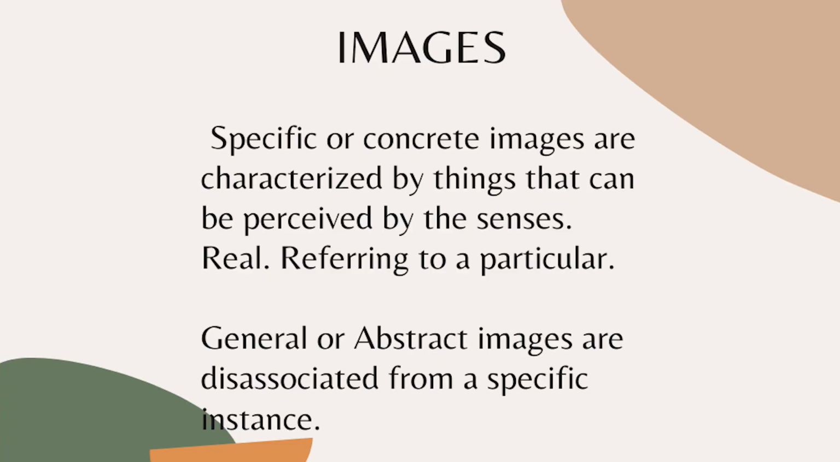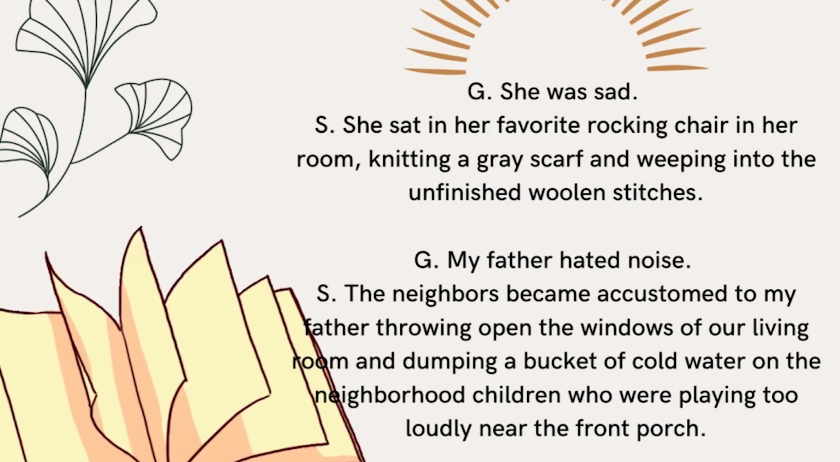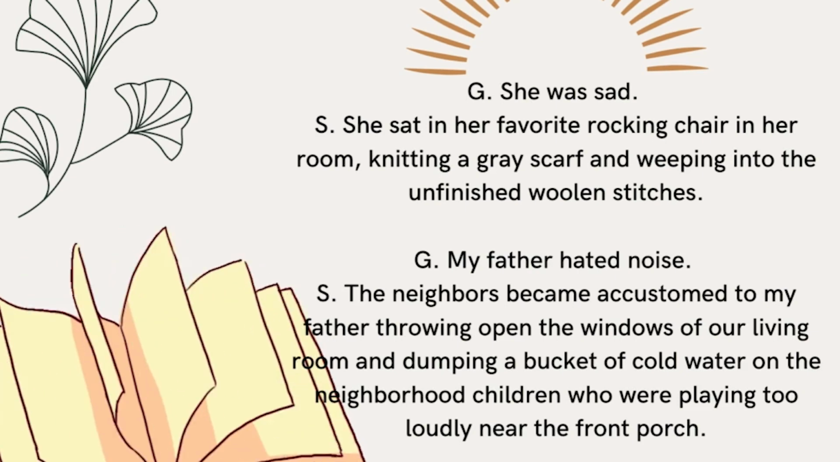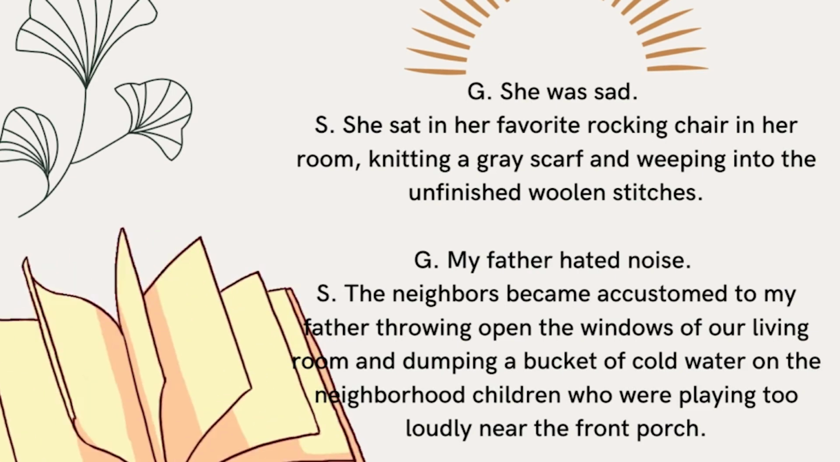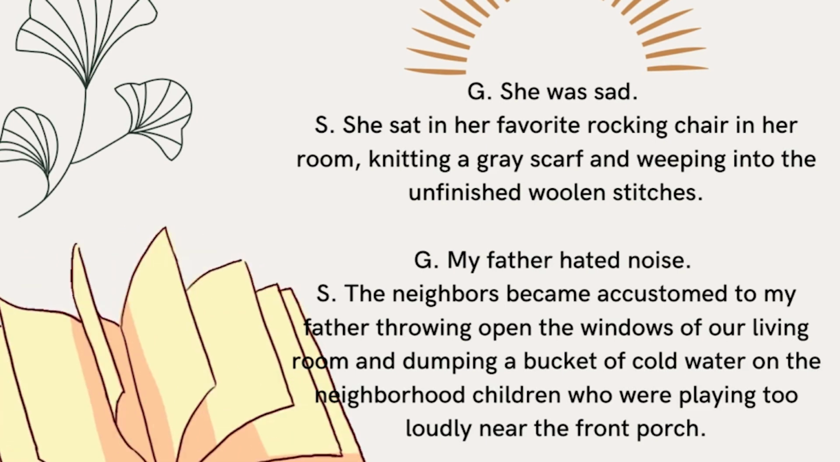Now, how do we create a good image? There are several things that make an image good, and one of them is specific. For your image to be good, it has to be specific. For example, general: she was sad. Specific image: she sat in her favorite rocking chair in her room, knitting a gray scarf and weeping into the unfinished woolen stitches. In this example, you show us how she is sad.